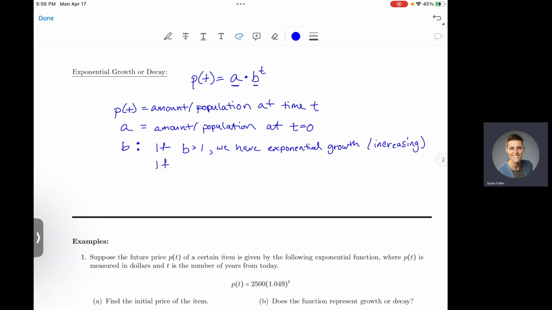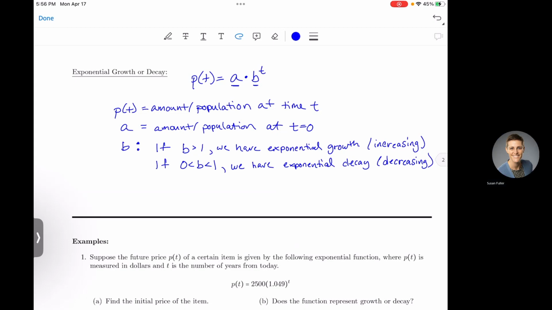Now, if your base is between 0 and 1, just to be clear, it's going to be a fraction. So if your base is a fraction or a decimal that's less than 1, then we are going to have exponential decay. That means that your population or your amount is decreasing over time. As time goes on, you're having less and less things in your set, in your population.